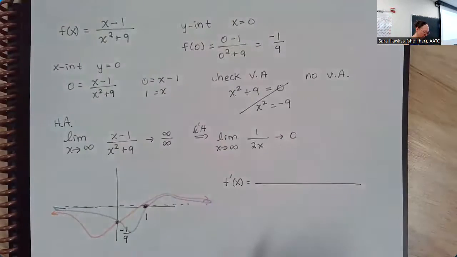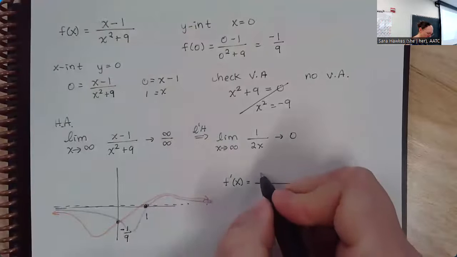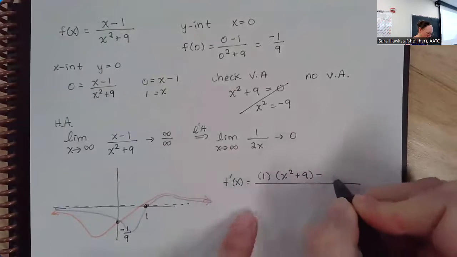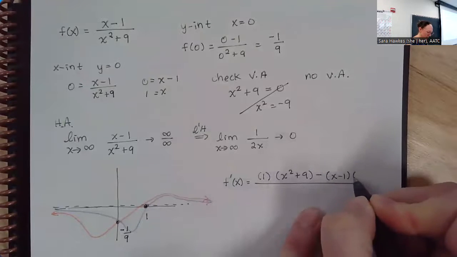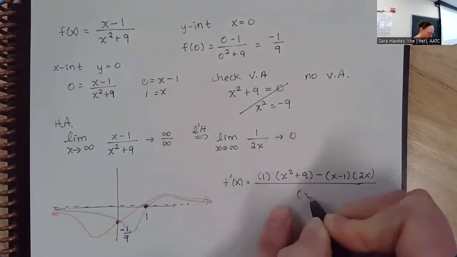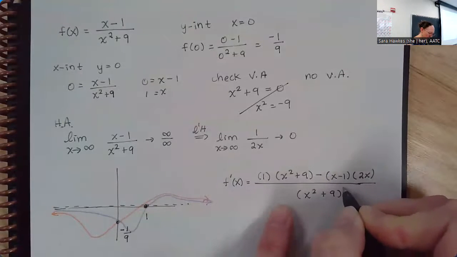Now, for my derivative: derivative of the top is 1, leave the bottom alone, minus, leave the top alone, times the derivative of the bottom, which is 2x. And then the whole denominator is getting squared.